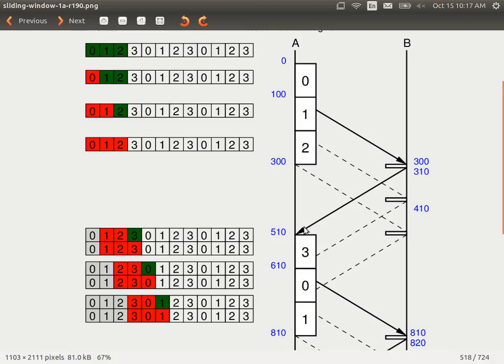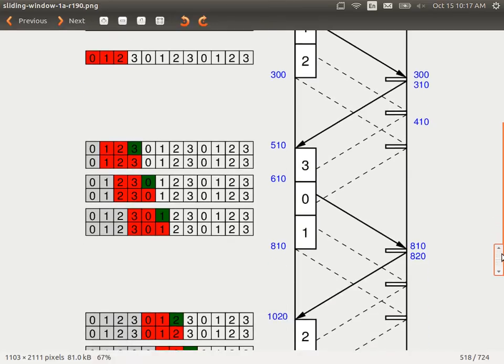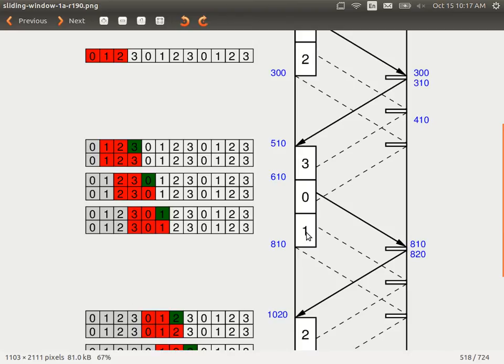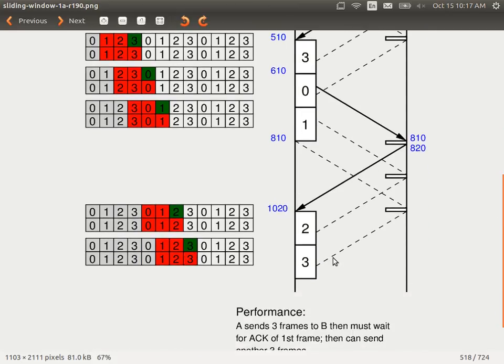So A received an ACK, allowed it to transmit this frame. Then it receives the second ACK, allowing it to send the next frame. Then it receives the third ACK at time 710, allowing it to send this sixth frame. Then it waits again. Waits for the next ACK. The next ACK will be the ACK for this fourth frame. This solid line we see will come back at 1020, allowing it to send one more. Then the ACKs for those other two in this batch will come back. And that's where we finish up.